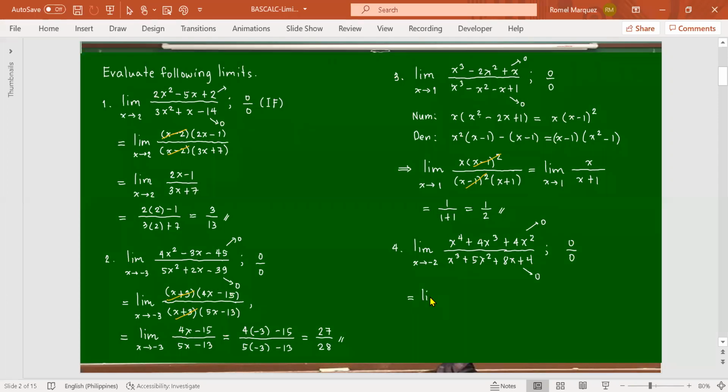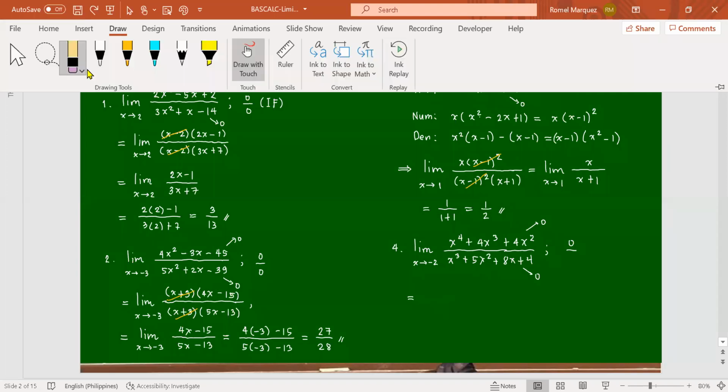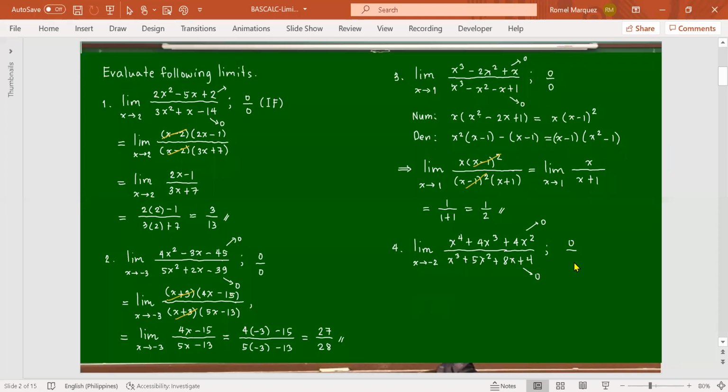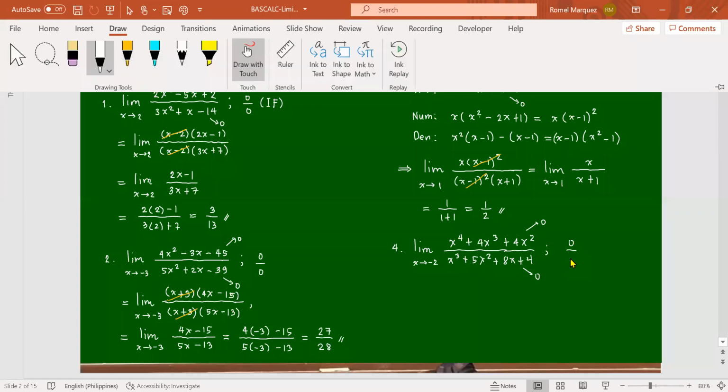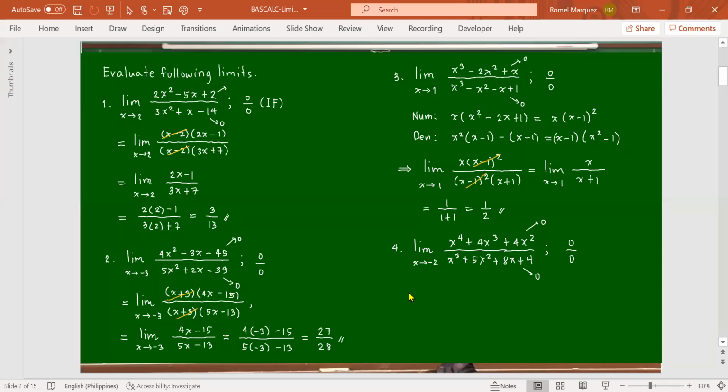So again, let's factor. Numerator muna. Kunyari, hindi niyo pa alam yung factor. So how to do that? So you can apply factoring x squared, na? That is common. Getting x squared plus 4x plus 4. And this can be factored into x plus 2, quantity squared.